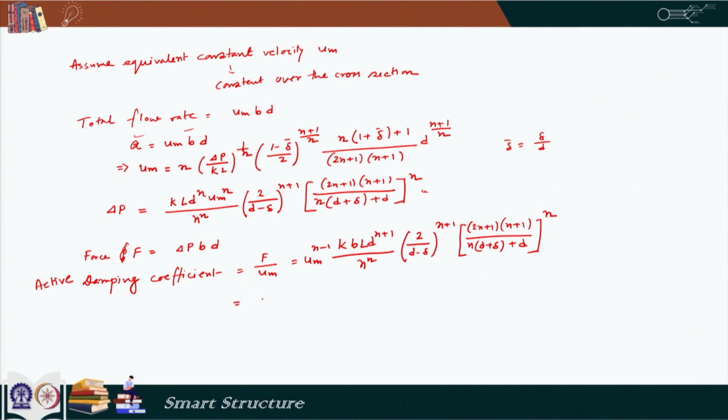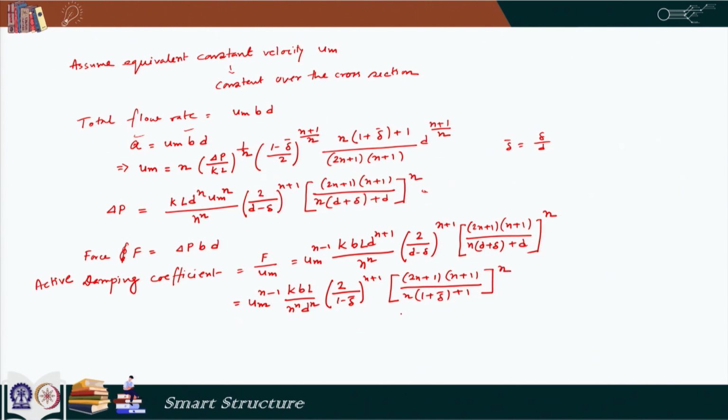And then this quantity can be written in a non-dimensional form as um to the power n minus 1 multiplied by k b l divided by n to the power n d to the power n, multiplied by 2 by 1 minus delta bar, where delta bar is delta by d, to the power n plus 1, and then we have the same thing within the bracket, 2n plus 1 n plus 1 divided by n into 1 plus delta bar plus 1, to the power n.